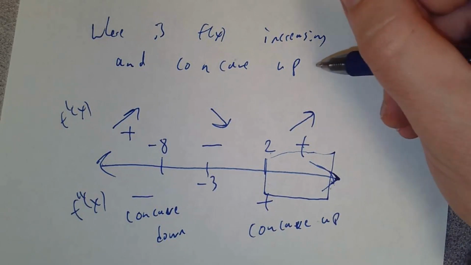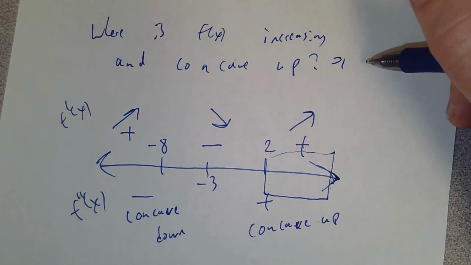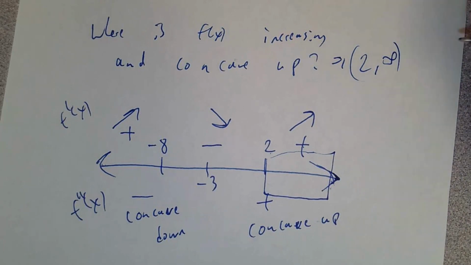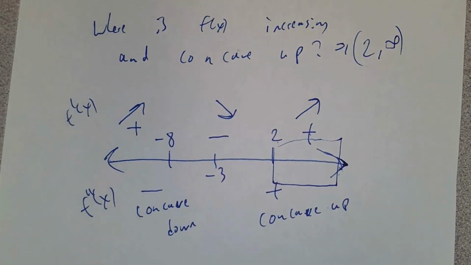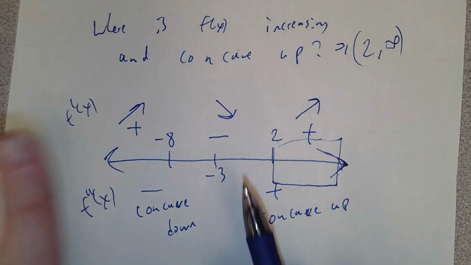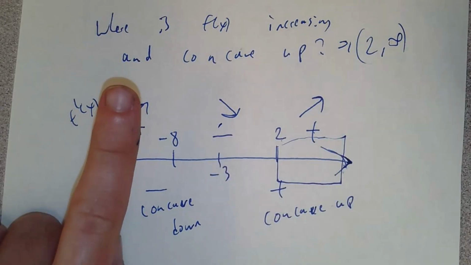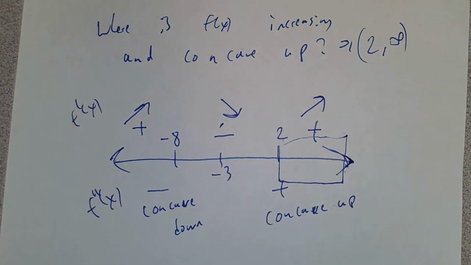So it would be 2 to infinity. Okay, that's where it's increasing and concave up. If you wanted decreasing and concave down, that would be this region right here, negative 8 to negative 3, because that's where they're both negative. So you're basically looking to match them up where they're both true.